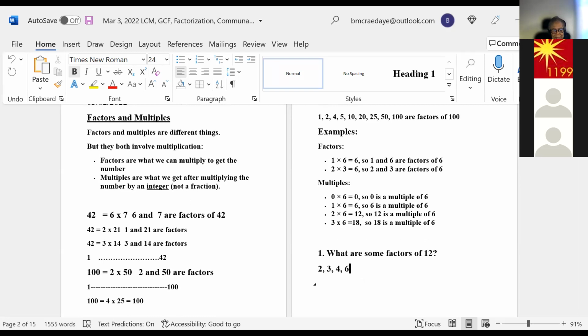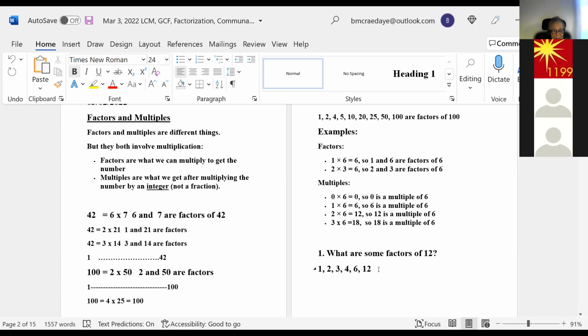Maureen, is that correct? Is that all of them? Let me see. 2, 3, 4, 6, 12. Sorry, 12. Remember, I told you to start with 1 and go to 12. In other words, 1 and then go to the number itself that you're factoring. And then you put in between. So you'd have 1 and 12. And then Mercedes, you had 2, 3, 4, 6.